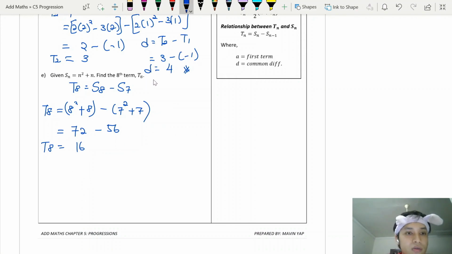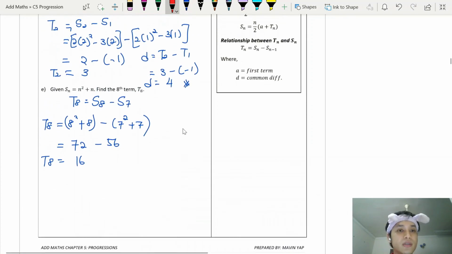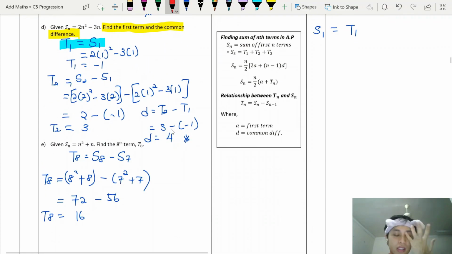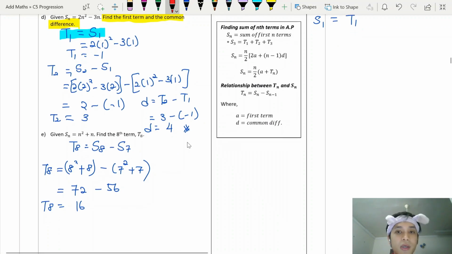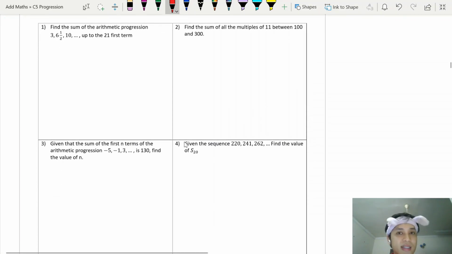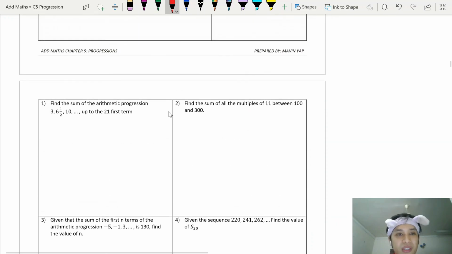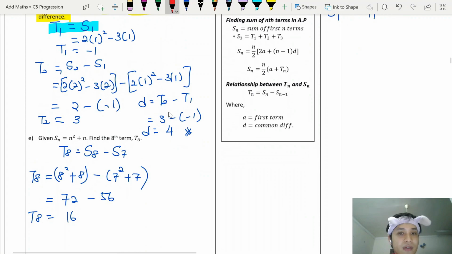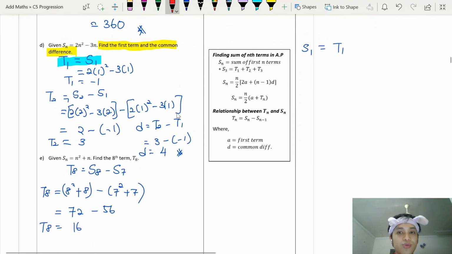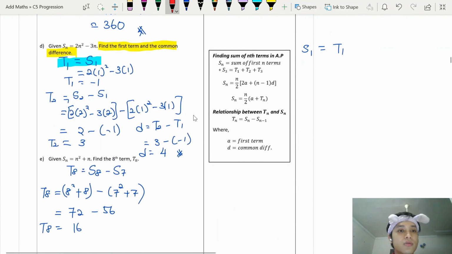So that is how you calculate. If they give you the equation here and ask you to find the 8th term or the 7th term, we just straight away use the relationship to calculate. So that is the part for your sum of terms. I have shown you 5 different types of questions regarding sum of terms. Try out the exercises here. More or less it's going to be almost the same. Of course, there are slightly higher level or more difficult questions, but make sure you know how to do the basic questions first.